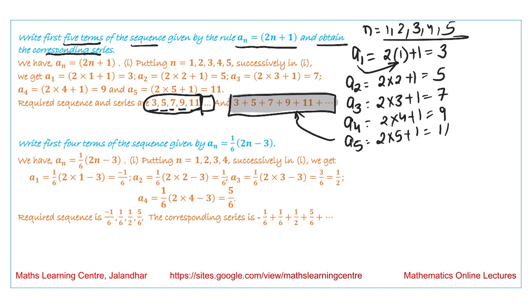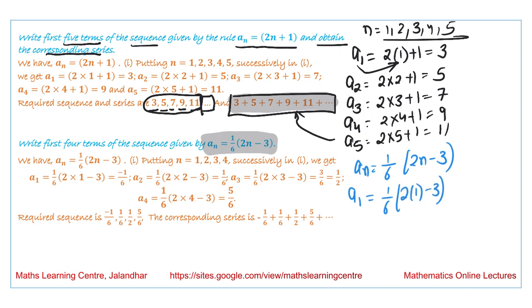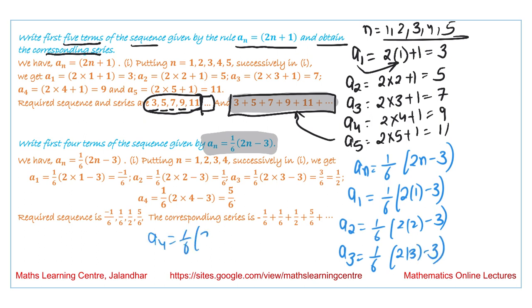Next is, write the first 4 terms of the sequence given by this formula: an is equal to 1 by 6 into 2n minus 3. So we have a1 is equal to 1 by 6 into 2 into 1 minus 3. a2 is equal to 1 by 6 into 2 into 2 minus 3. Then a3 is equal to 1 by 6 into 2 into 3 minus 3, and a4 is equal to 1 by 6 into 2 into 4 minus 3.